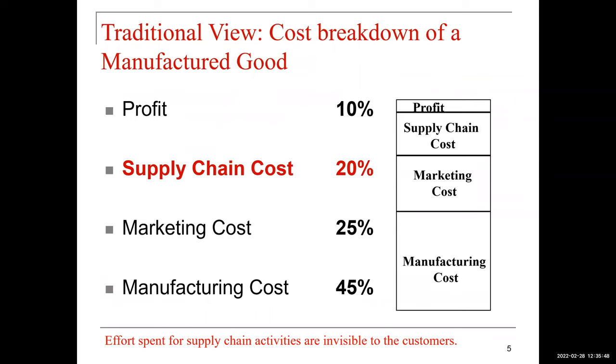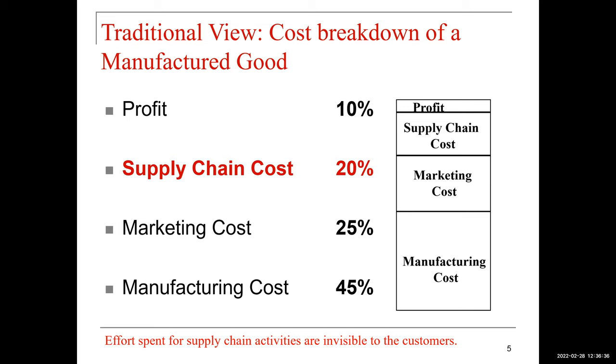When we think about the cost breakdown of a manufactured good, you can see in this slide that only 10% accounts for the profit. And then you have a supply chain cost that is about 20%. Marketing costs 25%, and the manufacturing costs about 40-45%. The key message here is that the logistics costs are a significant fraction of the total product, right? It's 20%. But those efforts that are spent in the supply chain activities are invisible for the customers. So we as customers, we don't get the overall picture of what's going on.